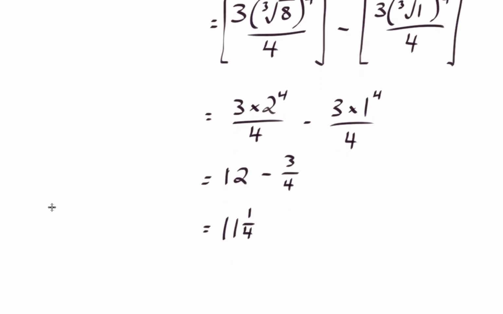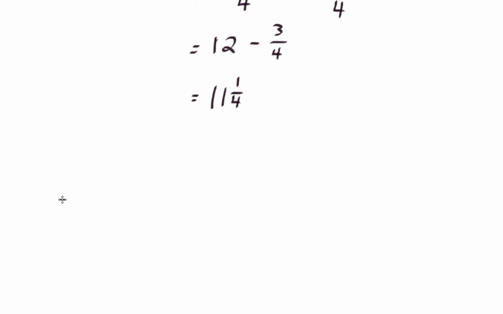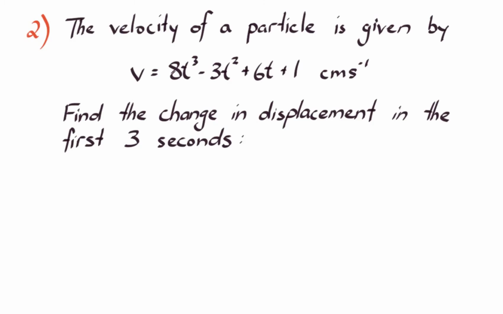Alright, final example, example 2. This one's a little more practical and involves velocity and displacement of a particle. The velocity of a particle is given by v equals 8t cubed minus 3t squared plus 6t plus 1, and that's in centimeters per second. We need to find the change in displacement in the first 3 seconds.